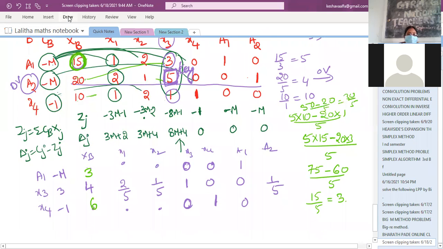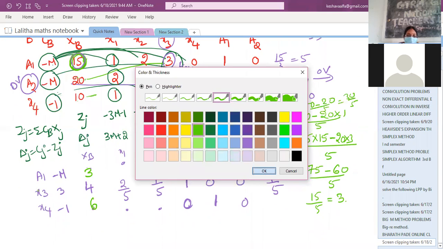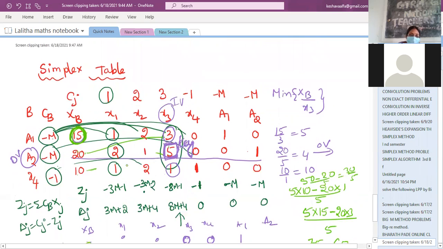Similarly, now we want the x1 column values. So the x1 value is here, 1. So we want the number 1 position value. So start with the key element. So 5 into 1, AD minus the remaining.